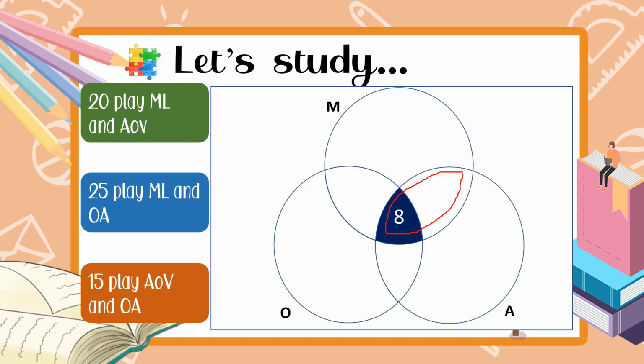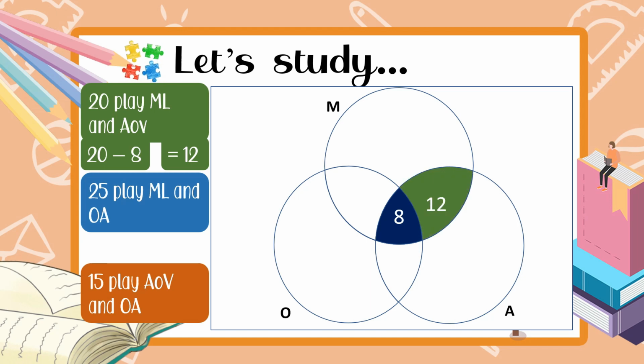Tama ba? Okay, so 20 daw yung naandito. 20 lahat. Pasensya sa sulat. 20 daw lahat. Pero, meron na kasi tayong 8 dito sa part na to. So, what we're going to do is to subtract that 8, yung 8 dito, is to subtract natin kay 20. So, we will have 20 minus 8. The answer is 12. So, yung part ng intersection ng ML at AOV is 12.